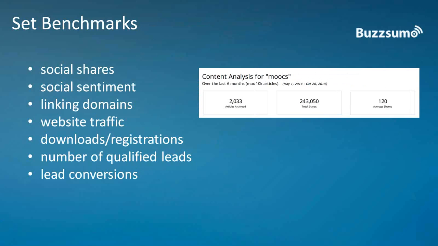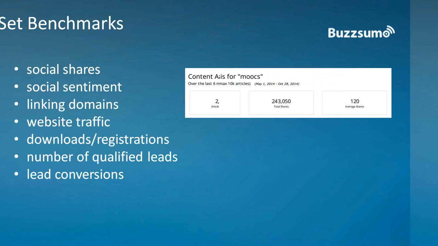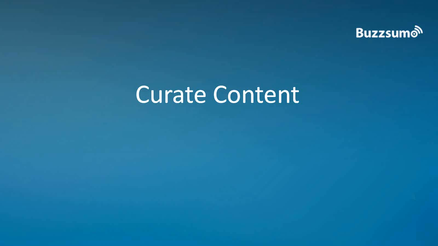For example, it's quite useful to set benchmarks. I've taken a little bit here from the content analysis report for MOOCs. I can see that on average, an article got 120 average shares. So it starts to give me a benchmark that I can use in my own content. You can benchmark where you're at today before you do the content marketing, and then track the differences as you go forward.